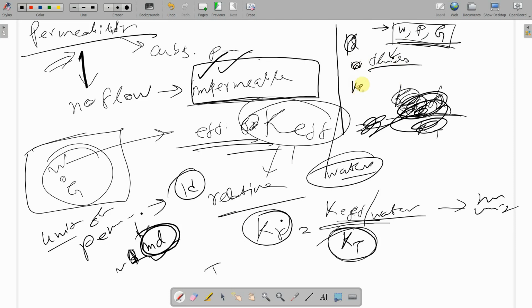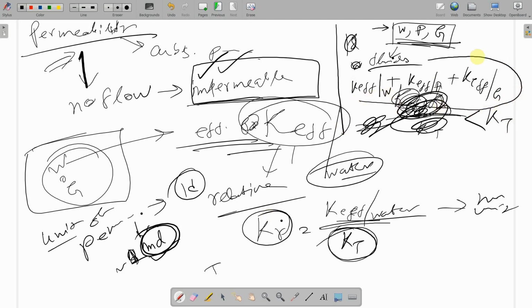So what will be the effective permeability of water, the effective permeability of the petrol, and the effective permeability of gases? The sum will be less than the total one. Why? Because the interference of these 3 fluids basically reduces the total permeability, reduces the sum.